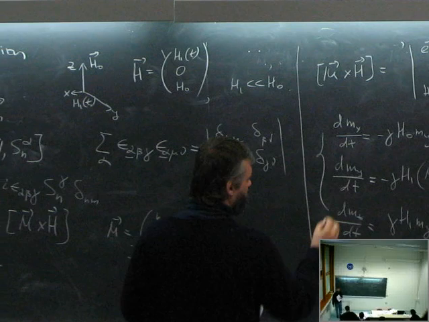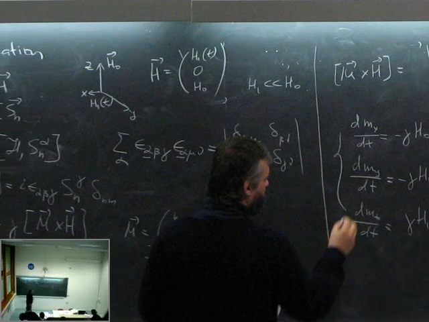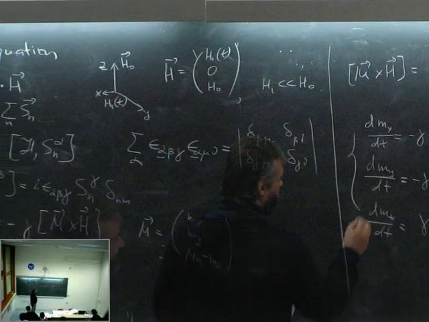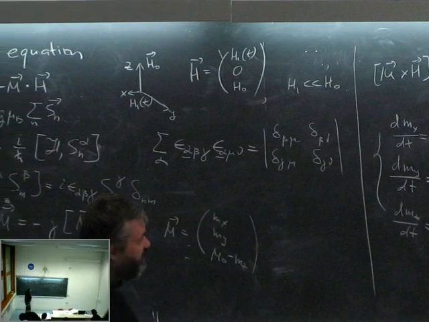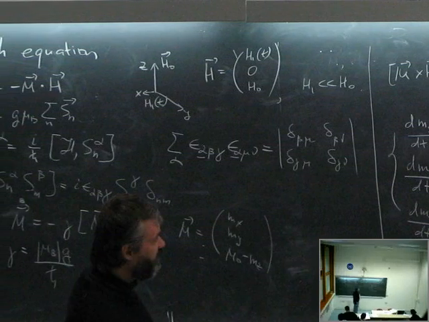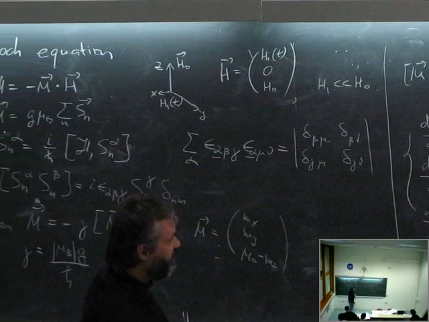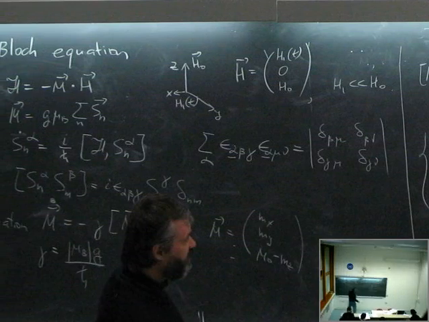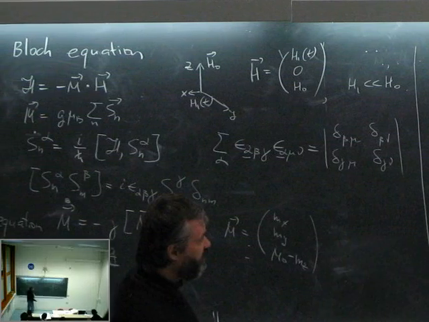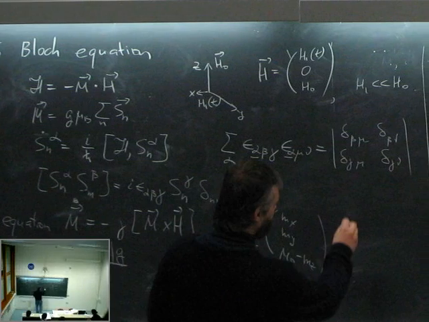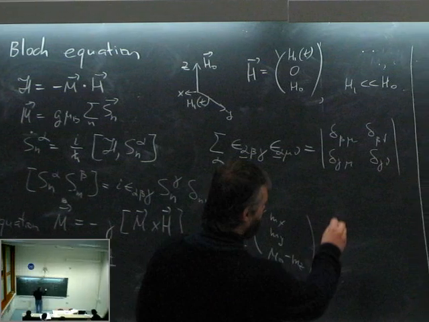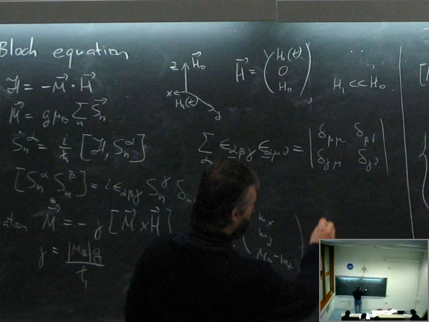What I want to do now is to linearize this equation. At this very moment, they are not linear. What I will do, I assume that mx, my, and mz are much smaller than m naught. Any of them.